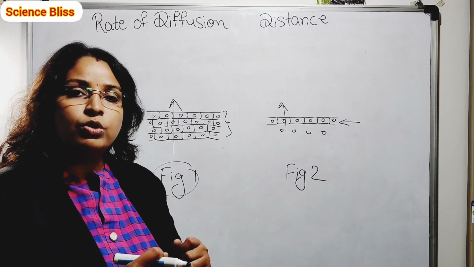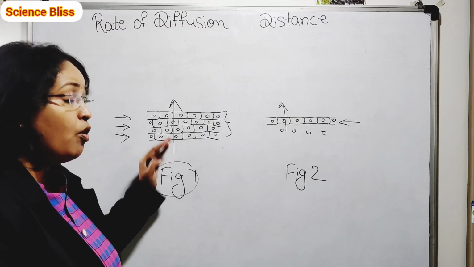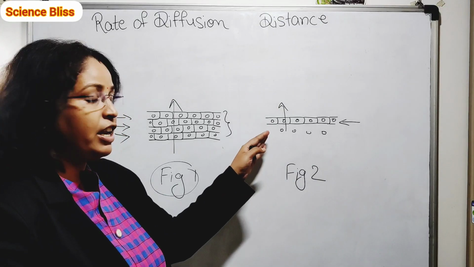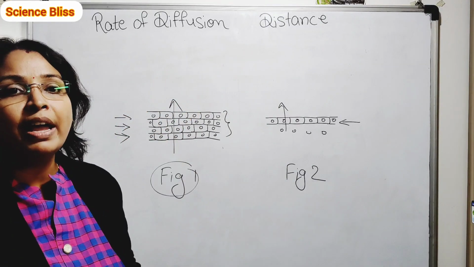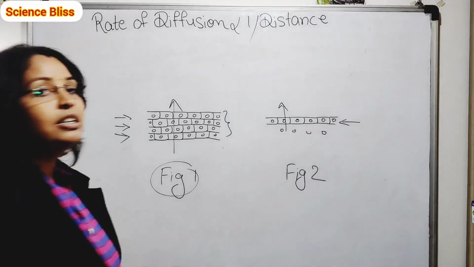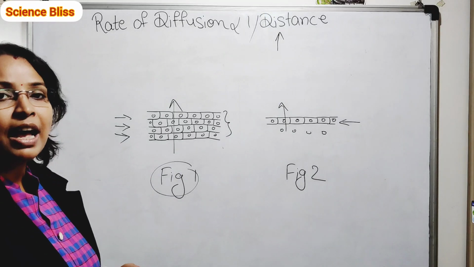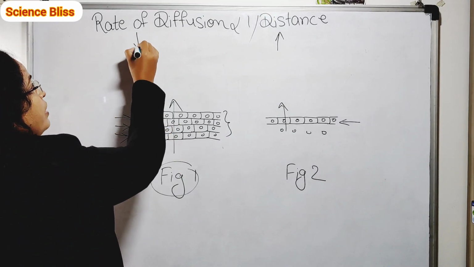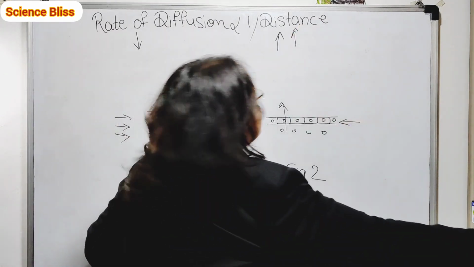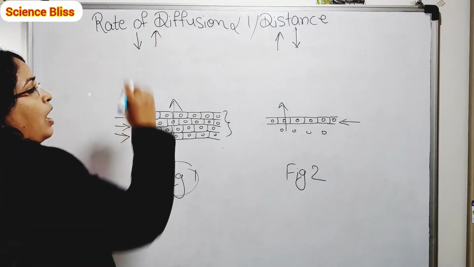The speed of those molecules will be less in case of figure 1 because it has to move for a longer distance as compared to figure 2. As it has to move a very short distance in figure 2, the rate of diffusion will be higher. So we can say that rate of diffusion is inversely proportional to the distance. If there is a longer distance those molecules have to travel, there will be a lower rate of diffusion, whereas if the distance is less, the rate of diffusion will be higher.